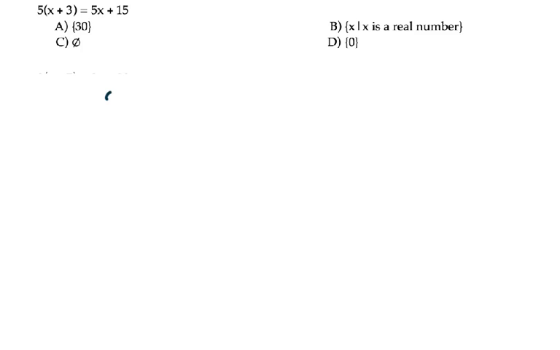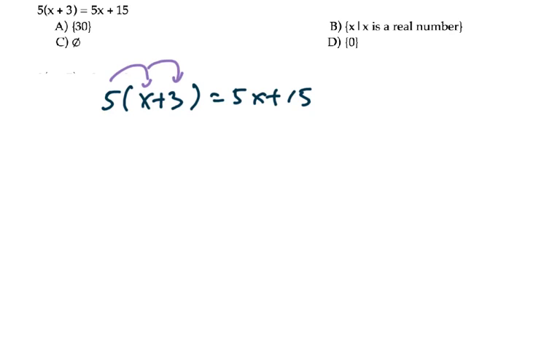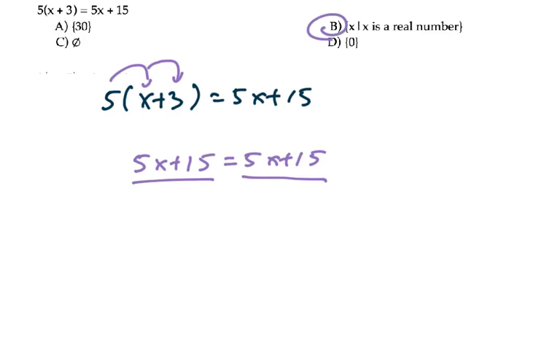So let's rewrite it. So this is 5 times quantity x plus 3 equals 5x plus 15. And the reason why I say it's interesting is that if you distribute the 5, you get 5x plus 15 equals 5x plus 15. Now, when the left and the right match up, that means it's all reals. And if you think about it, any number I plug in for x, let's say 0, you get 15 equals 15. 1, you get 20 equals 20. 2, you get 25 equals 25. Any number that you substitute in will work. And when that happens, the answer is all reals.